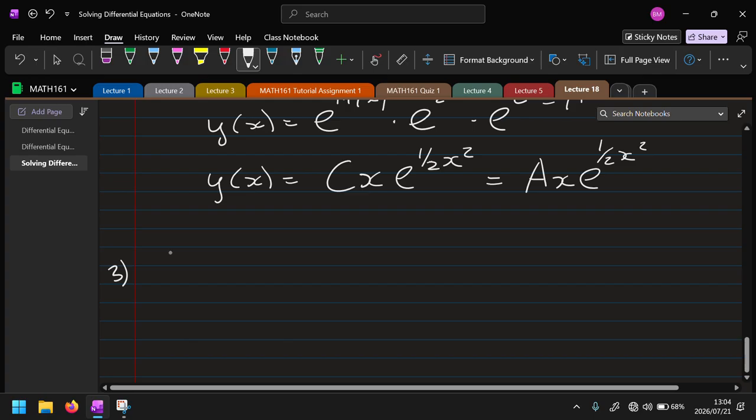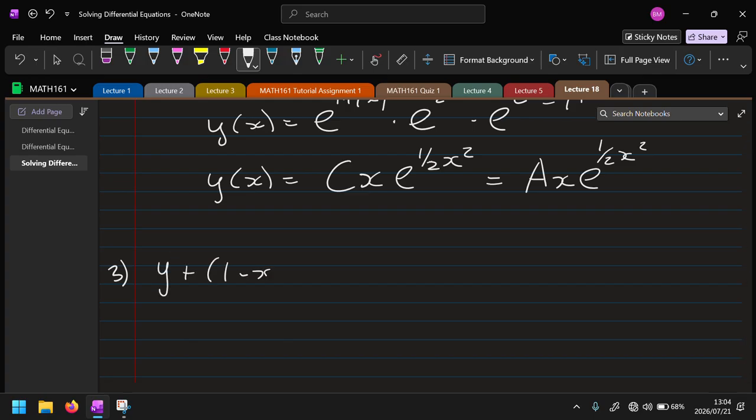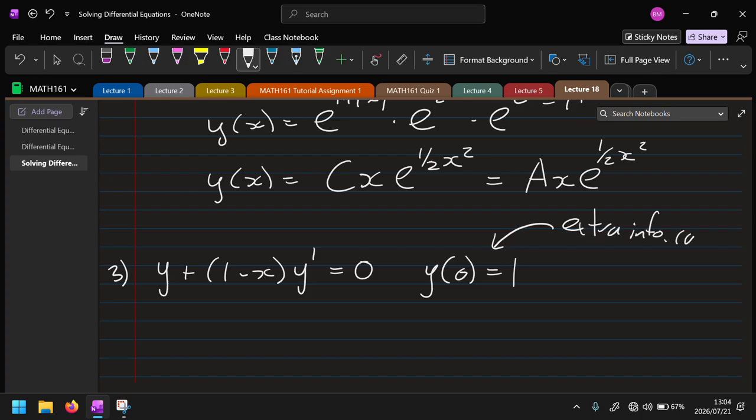Okay, pretty simple. And then the last one for today, number 3. We have y plus 1 minus x, y prime is equal to 0. And we have an extra bit of information. We want a solution where y of 0 is 1. So this is a differential equation plus an additional bit of information that we call an initial condition.